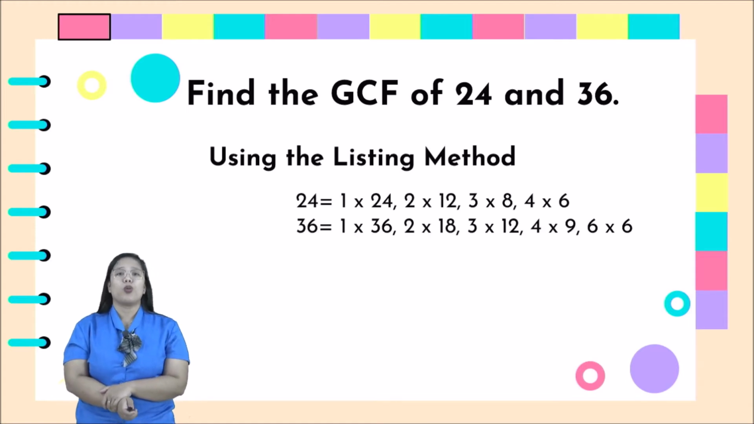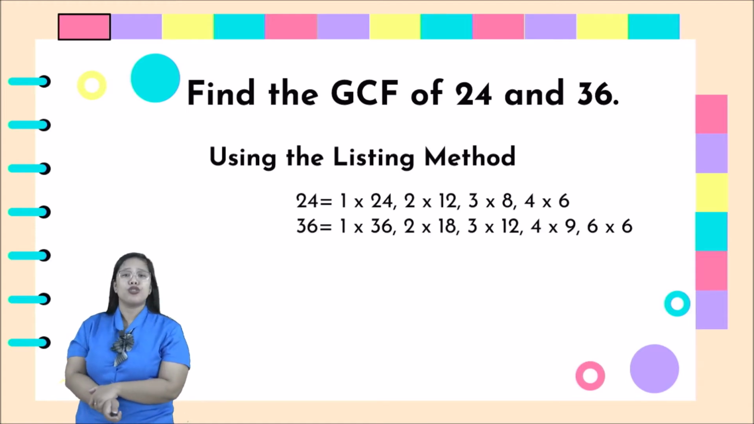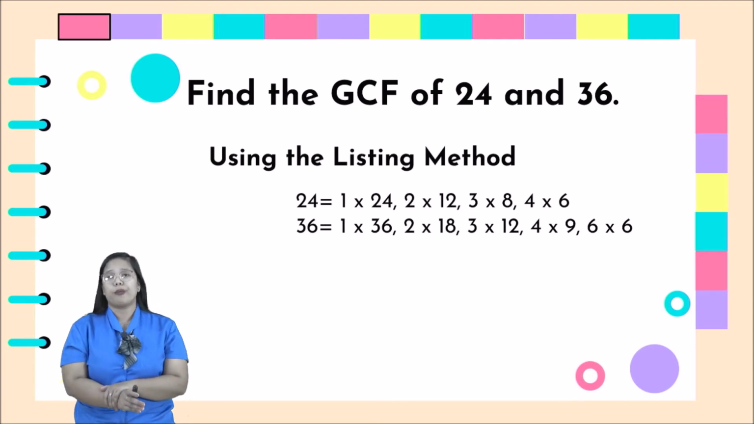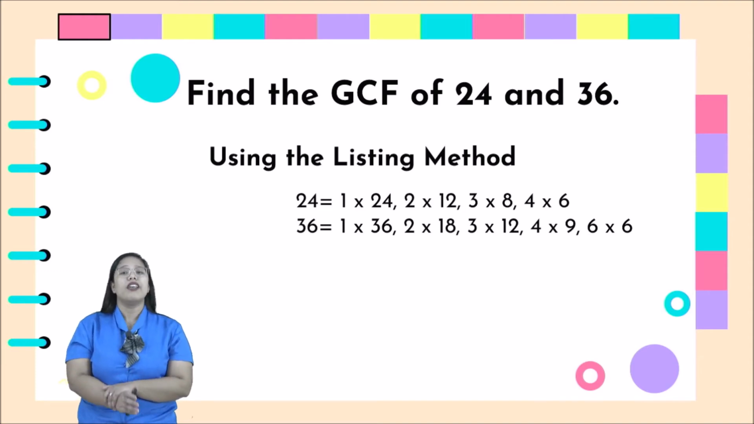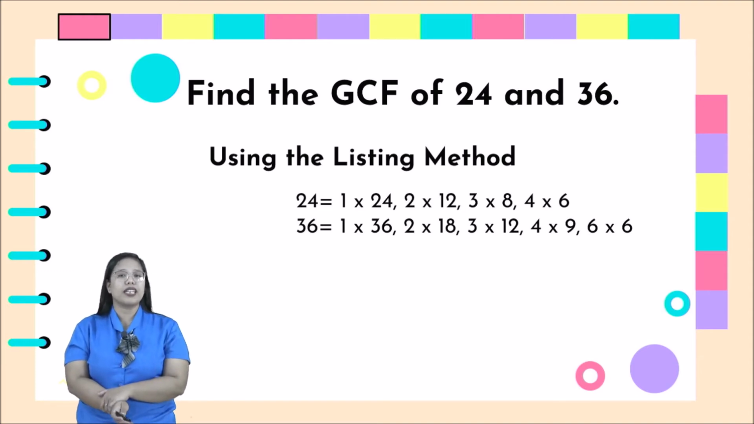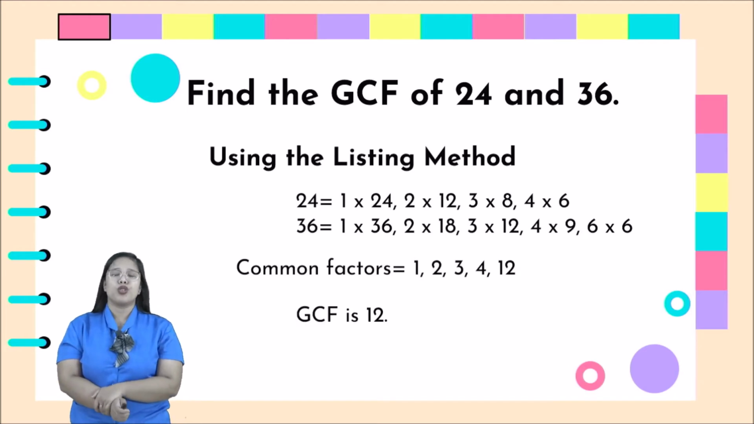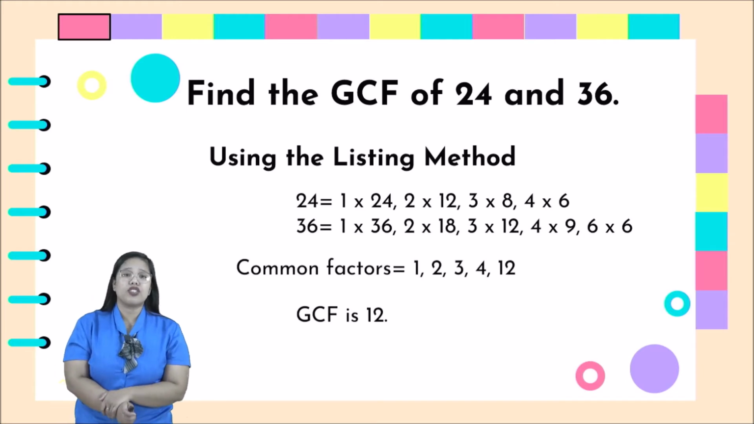So for 24, 1 times 24, 2 times 12, 3 times 8, 4 times 6. For 36, we have 1 times 36, 2 times 18, 3 times 12, 4 times 9, and 6 times 6. And then now, we will bring down all the common factors, which are 1, 2, 3, 4, and 12. So, let's conclude that the GCF is 12.